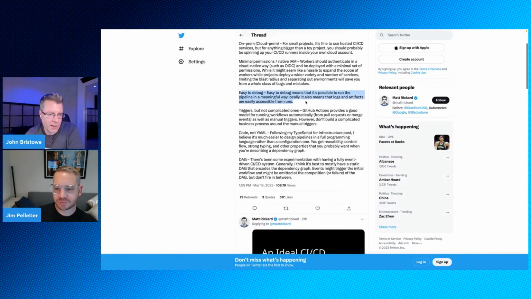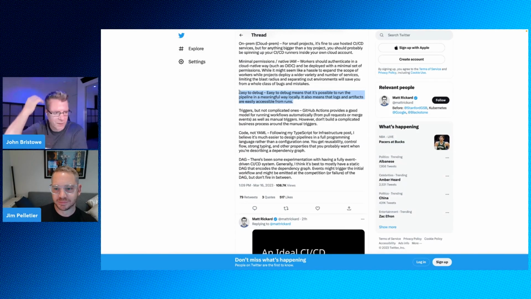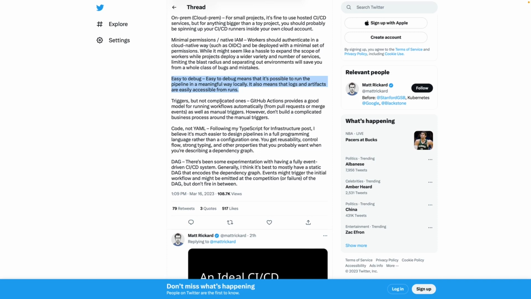Easy to debug. Oh, hallelujah. Like, being able to debug these things. As you and I rightly just pointed out, when YAML goes wrong, it goes really wrong. Triggers, but not complicated ones. So he talks about how GitHub Actions provides a good model for running workflows automatically, but don't build a complicated business process around manual triggers.